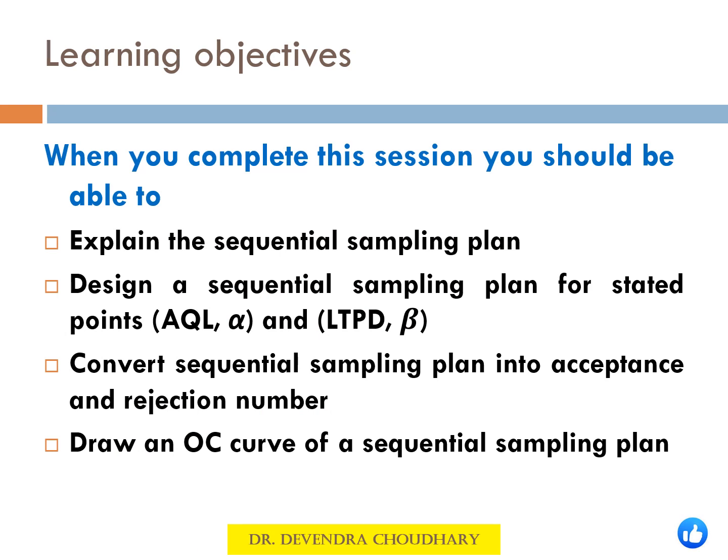After completing today's session, you will be able to explain the sequential sampling plan and design it for given values of AQL, LTPD, alpha and beta. You will also be able to convert the sequential sampling plan into acceptance and rejection numbers and draw an OC curve for this plan.